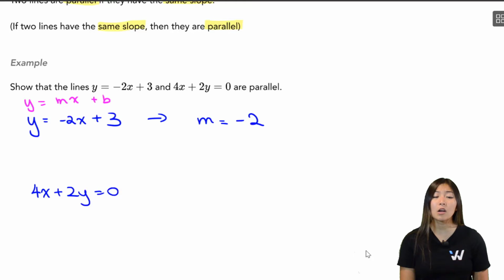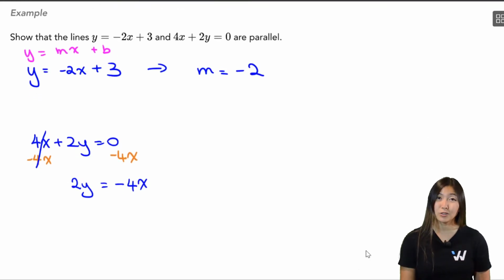This equation is not in our slope-intercept form, so I'm going to rearrange it. I want to solve for my y. So I need to first get rid of this 4x by subtracting 4x from both sides. So the 4x minus 4x becomes 0. Then I have a 2y on the left, and then 0 minus 4x is just minus 4x.